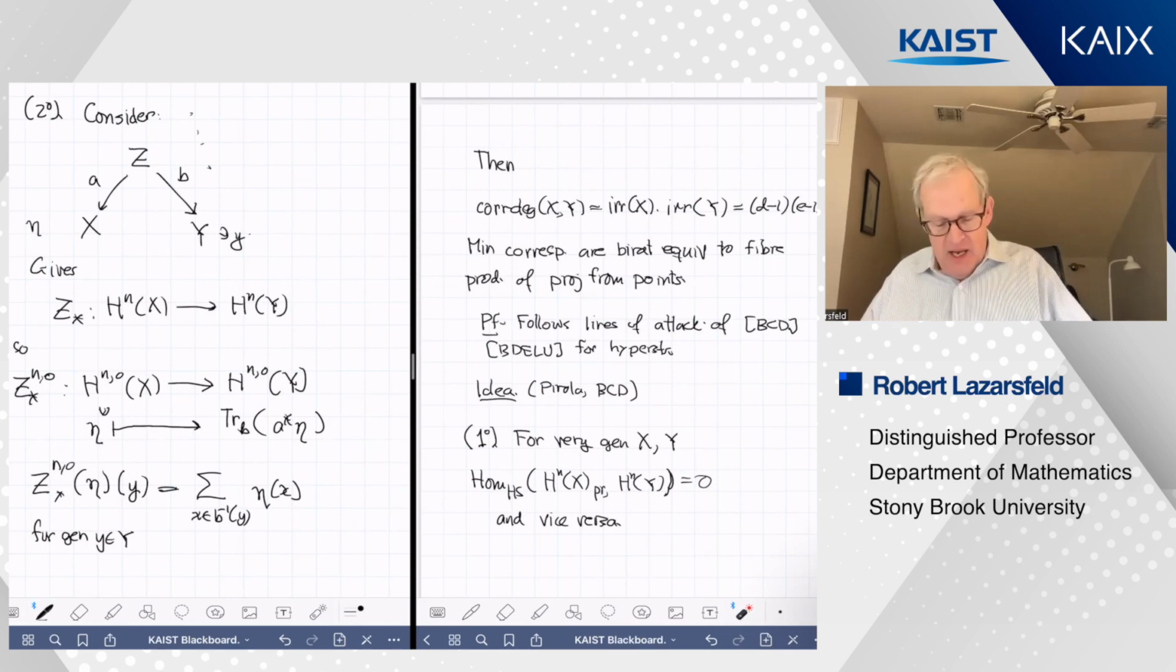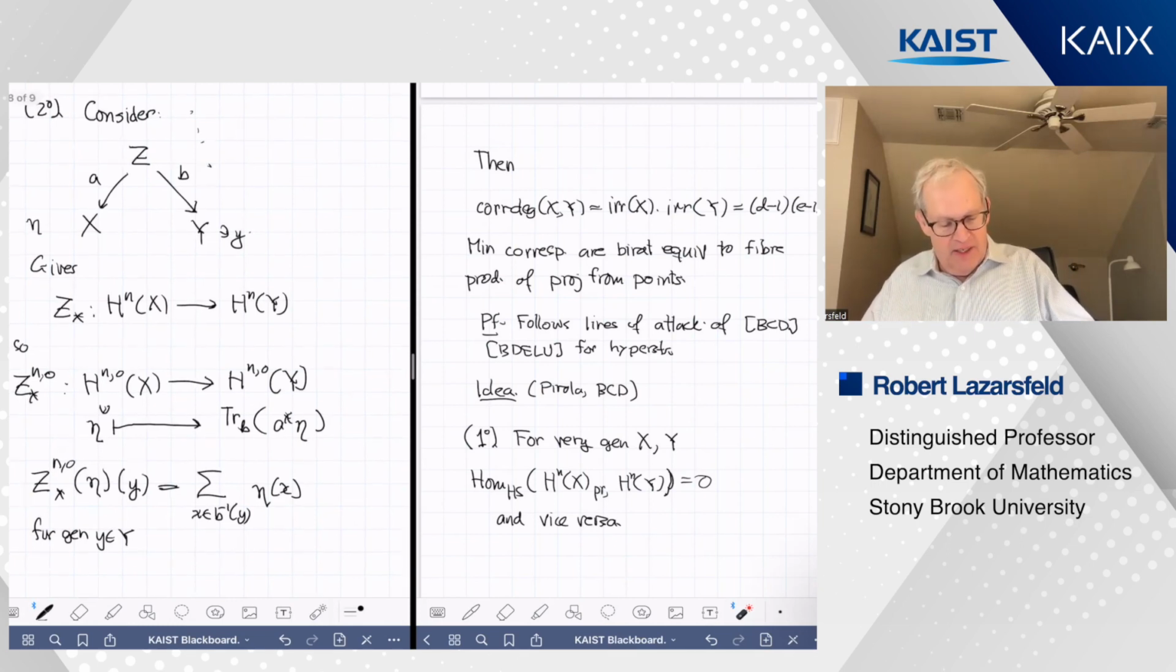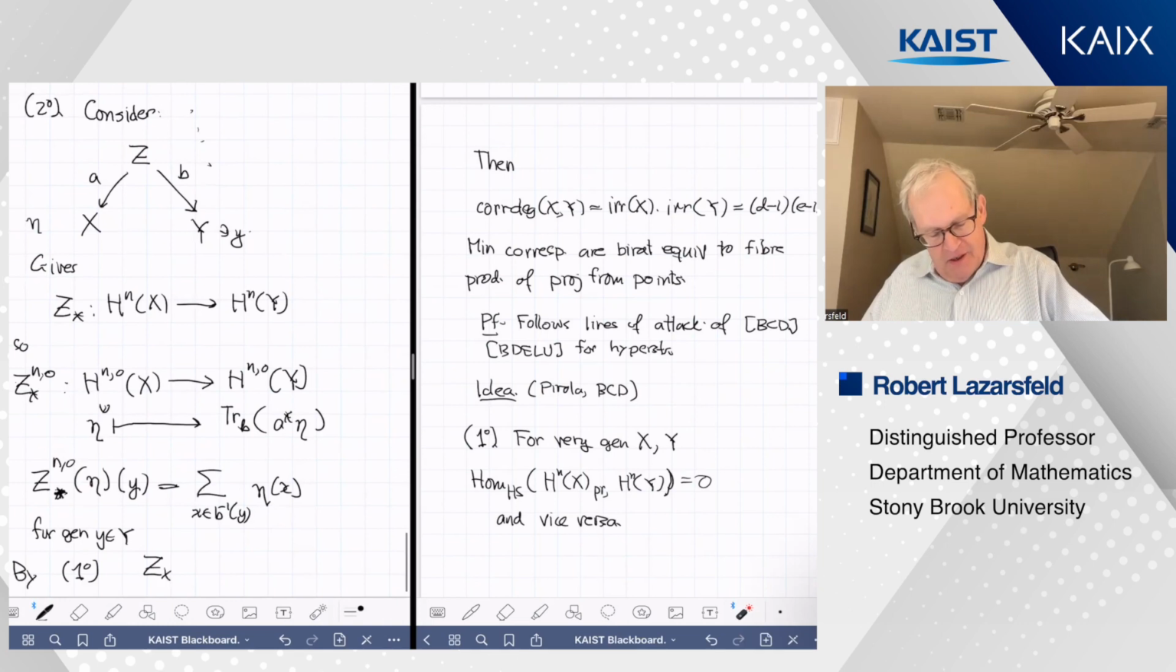Okay. And so I get this very geometric thing. If I have a form on X, I can kind of trace it down to get a form on Y. Okay, but now what's the point? The point is that by step one, this Z lower star N0 is a piece of a map on Hodge structures, but there are no maps on Hodge structures. So this map, Z star N0, has to be the zero map.